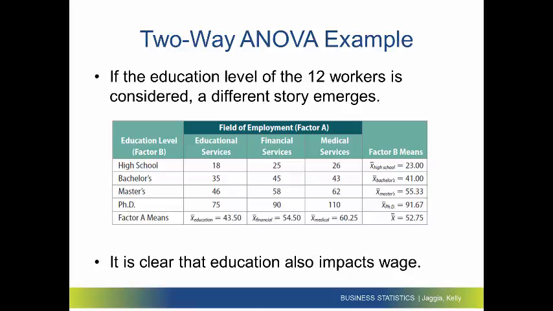Here we have 12 people, one in each category, and we have the salary for each person relating to each of the 12 categories. So for example, someone with a bachelor degree and in the medical services earns $43,000. The means for fields of employment, or factor A, are presented as 43.5, 54.5 and 60.25 respectively. The means for educational level, factor B, are 23 for high school, 41 for bachelors, 55.3 for masters and 91.67 for PhD. The grand mean is shown, it's 52.75. You can see that with the X bar.